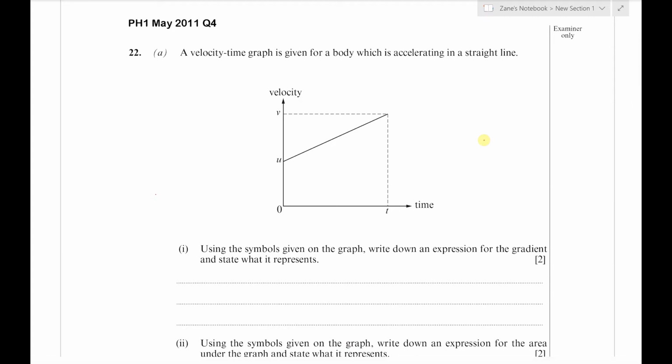state what it represents. Well, the gradient is the acceleration. That's simple learning. And the gradient is the change in y, which will be v minus u. So imagine a dotted line across here. That side is v minus u over t.